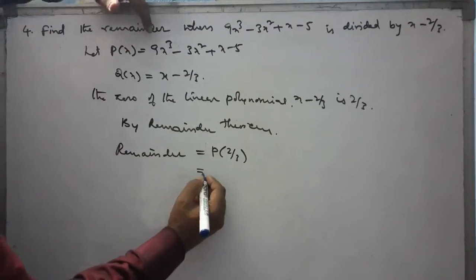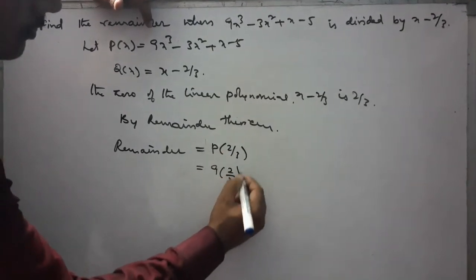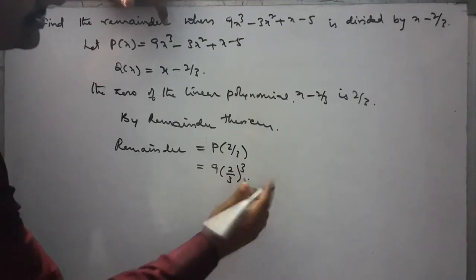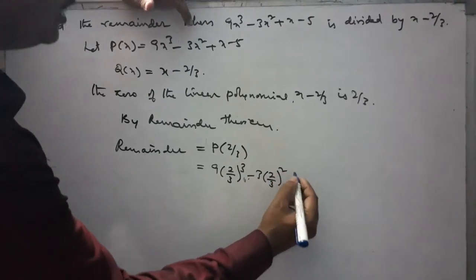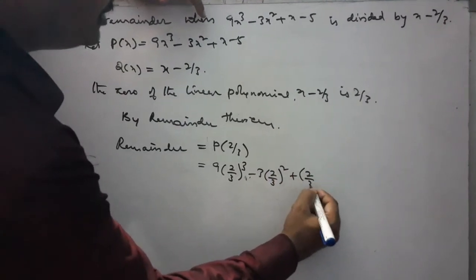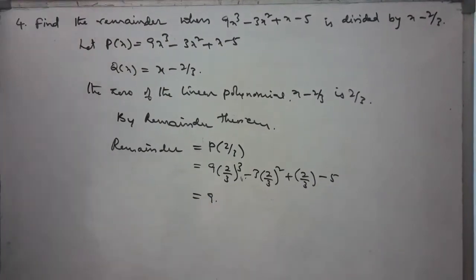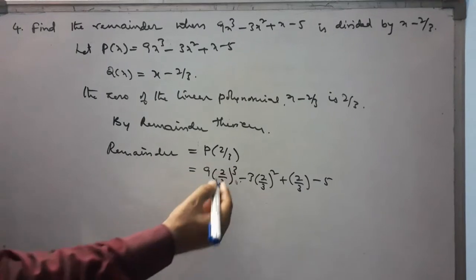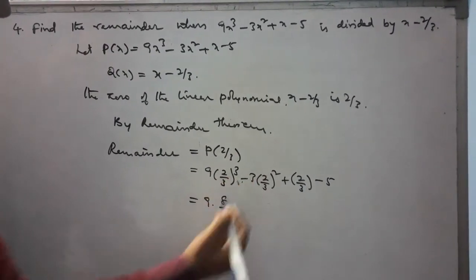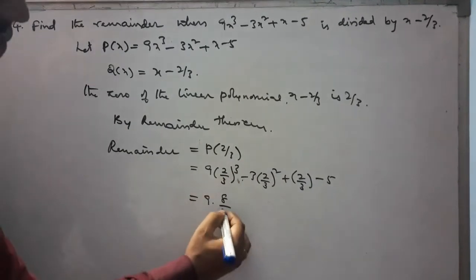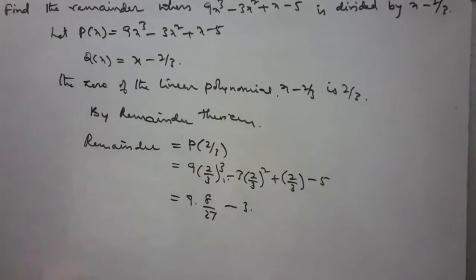So here 9x cube means 2 by 3 whole cube, minus 3x square, 2 by 3 square, plus 2 by 3, minus 5. So here it is 9 into 2 by 3 whole cube. 2 cube means 8, 3 cube means 27, minus 3 into 2 by 3 whole square.